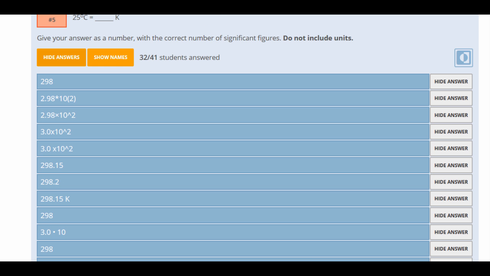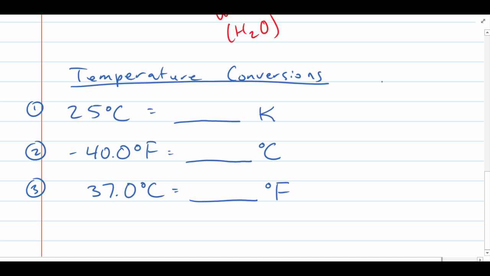And the reason why it's 298 is because when you add and subtract, you don't look at significant figures, you look at decimal places. So you take 25 plus 273.15. The uncertain digit here is the 5. If this is the uncertain digit, we sum them together, we get 298. That makes this digit uncertain. We put in 298.